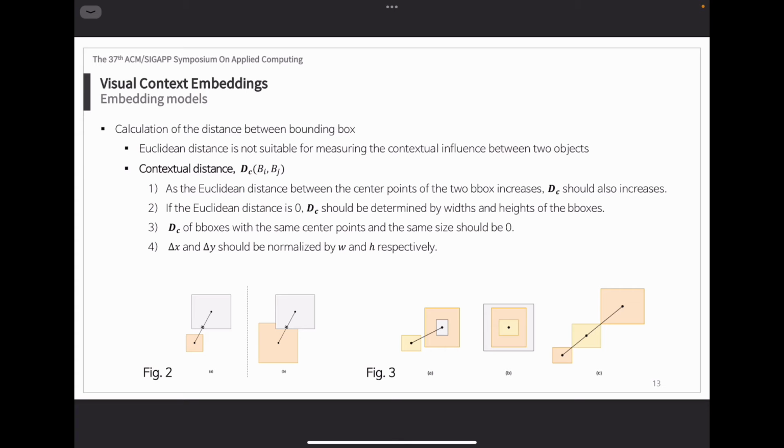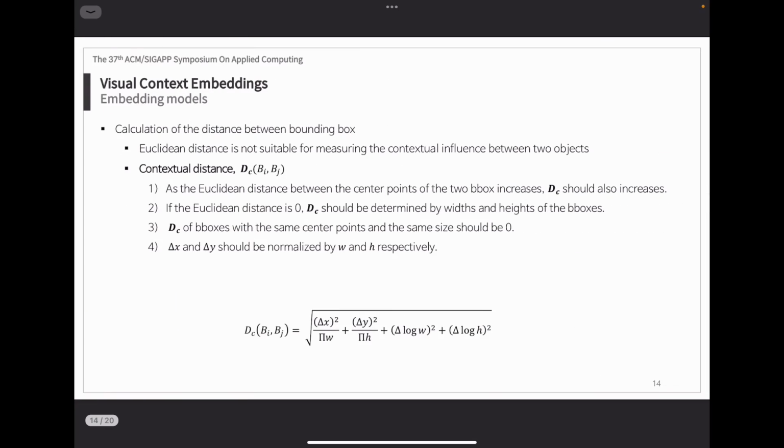Property 1 can be accepted intuitively. Property 2 is necessary to consider the case shown in Figure 3b. Property 3 refers to the case where the two bounding boxes are exactly the same. In order to generalize the case shown in Figure 3c, we need property 4. The contextual distance, taking into account all the above properties, is defined as below.